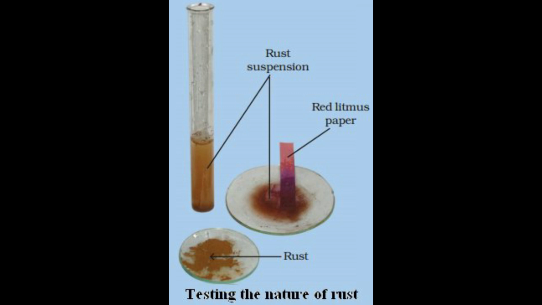Now recall the activity of burning of magnesium ribbon. The ash obtained on burning magnesium ribbon is dissolved in water and tested for its nature. In this solution, we say that magnesium oxide also is basic in nature. You must have observed red litmus turns blue in the case of magnesium oxide and rust, everything. So in general we say metallic oxides are basic in nature.